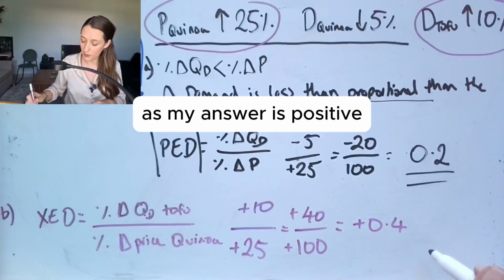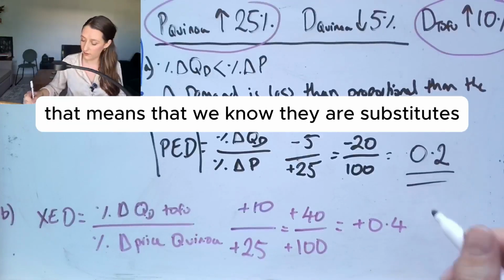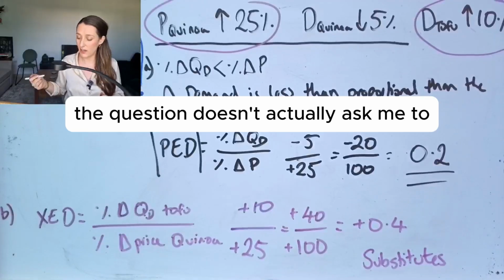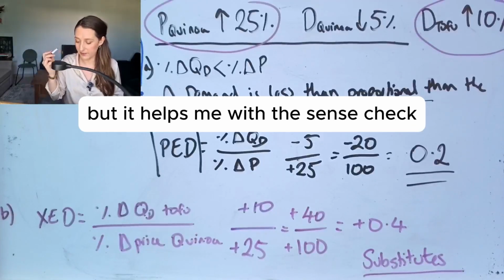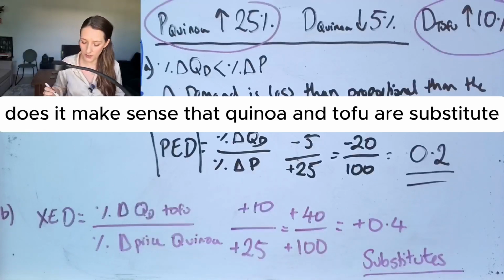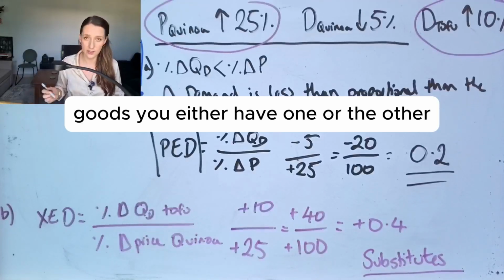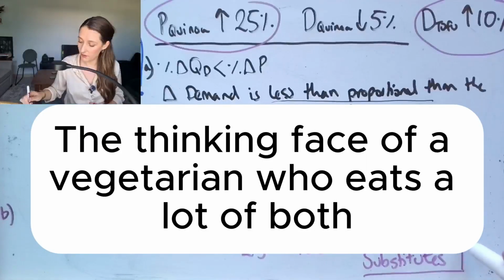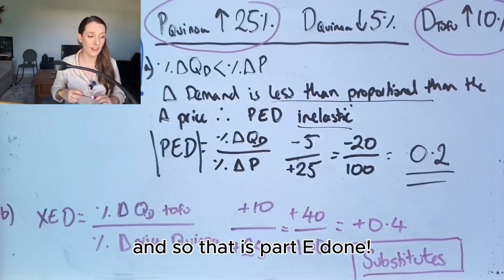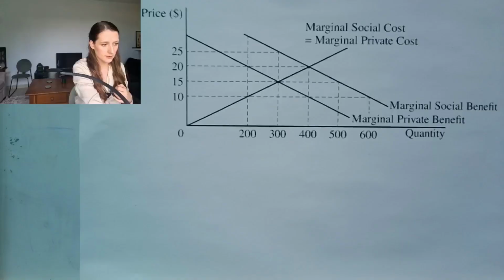As my answer is positive, that means that we know they are substitutes. The question doesn't actually ask me to state whether it's substitutes or not, but it helps me with a sense check. Does it make sense that quinoa and tofu are substitute goods? You either have one or the other? Potentially. And so that is part B done.